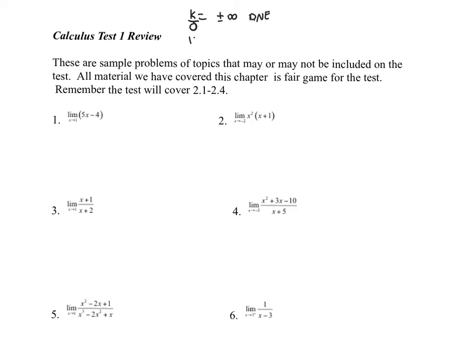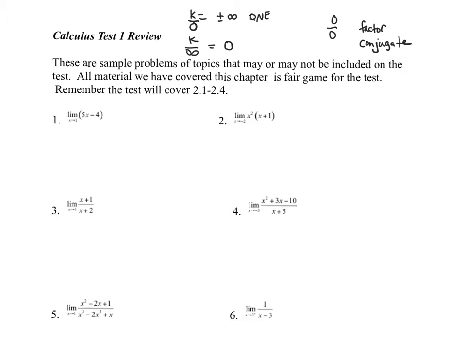If you get k over infinity, that's typically when you're going to divide the leading terms, but generally that's going to go to 0 if you have a number over infinity. And then if you get 0 over 0, this is where we typically have to factor or do the conjugate or something like that. So just keep that in mind as we're going through these problems.